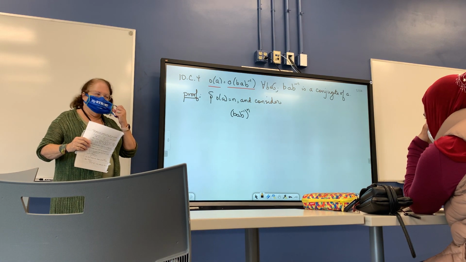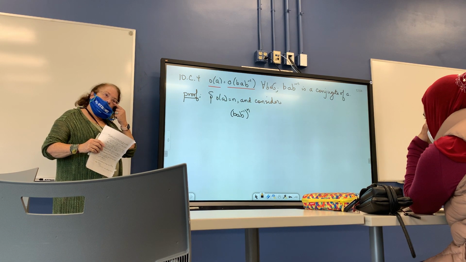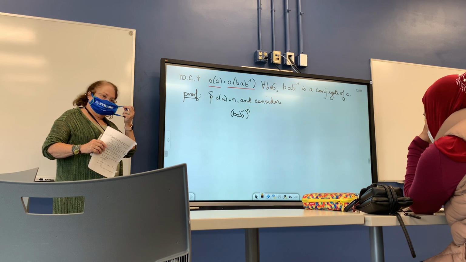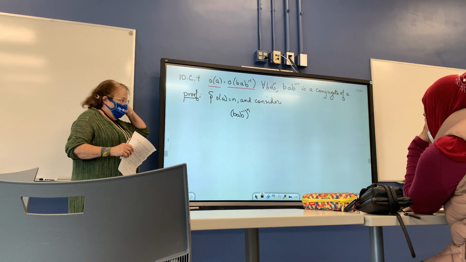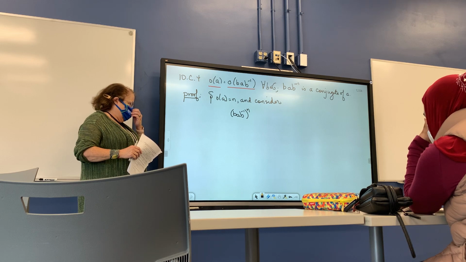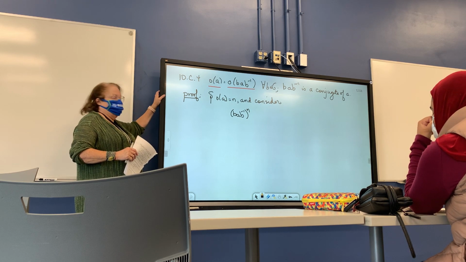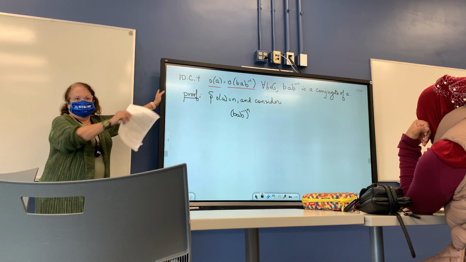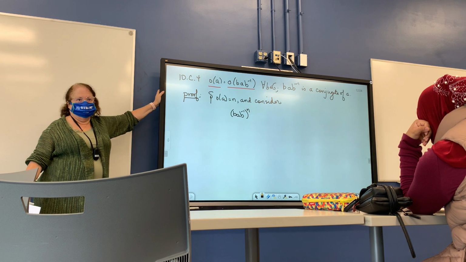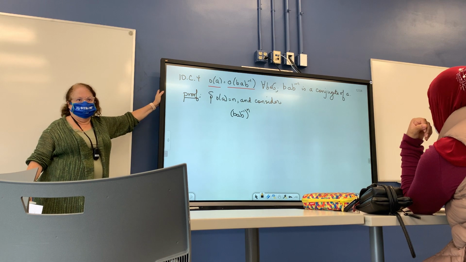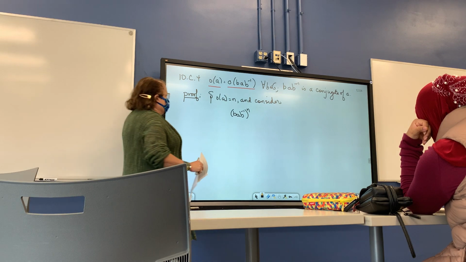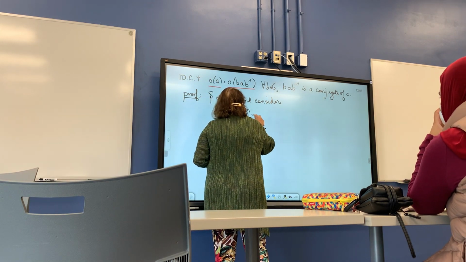Okay? And what we're trying to do is start the first part of an order proof. The first part of an order proof says this exponent gets you to e. So we want that outcome to be e, but we have to calculate it, okay? So what is BAB inverse to the n?